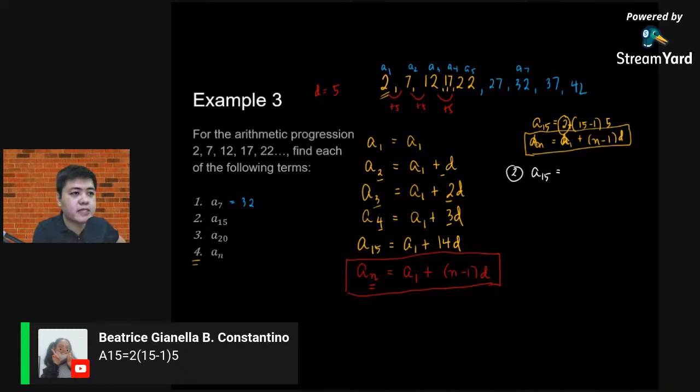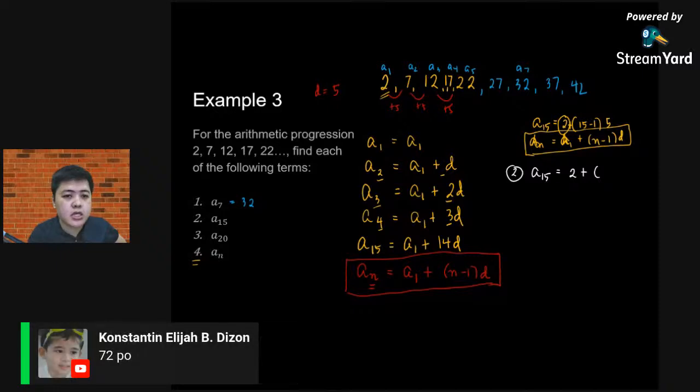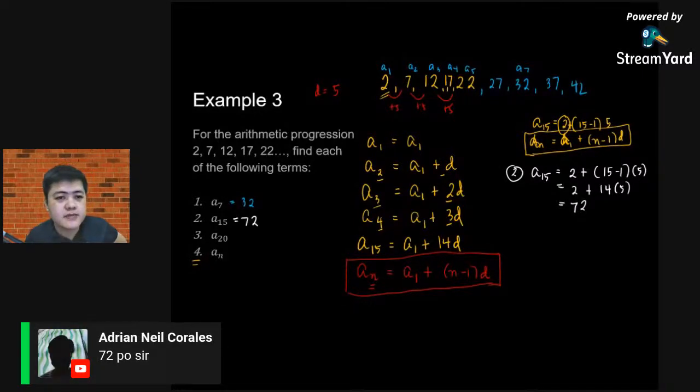Based on the formula, it's a sub 1, which is 2, plus 15 minus 1. 72, sabi ni Cons. Do you agree it's 72? Is it really 72? So it's 15 minus 1 times a common difference of 5. Yeah, 72 daw. 2 plus 14 times 5. What is 14 times 5? 70 plus 2. 72. Very good. Alex, very good. 72. Very good. Neil. Adrian, very good.